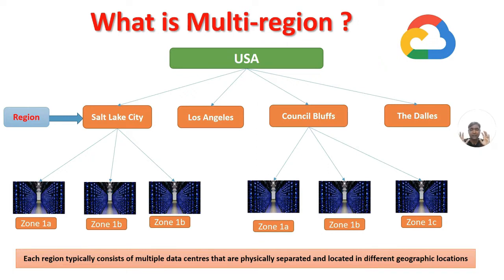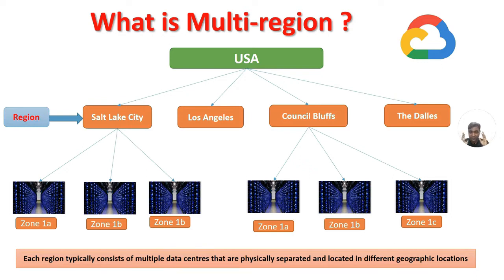It automatically directs the traffic to the nearest available region, ensuring minimal latency and optimal user experience. Guys, multi-region enables you to meet data residency requirements by storing and processing data within specific geographic boundaries. For example, guys, you can choose to store sensitive data within a specific multi-region to comply with a regional regulation.